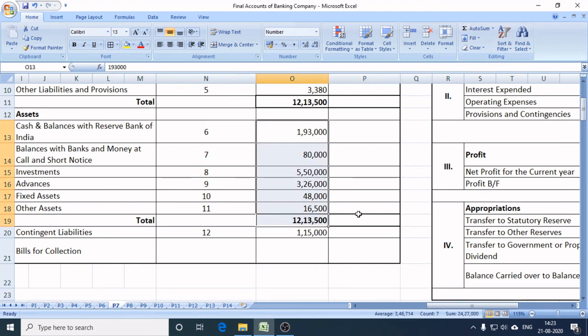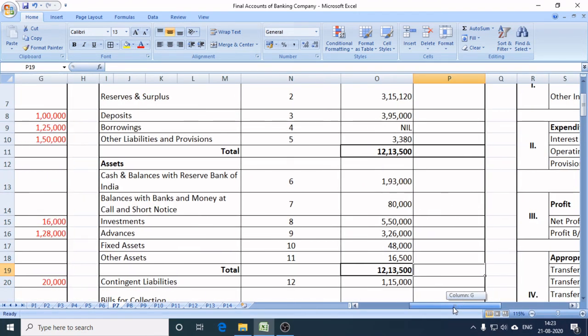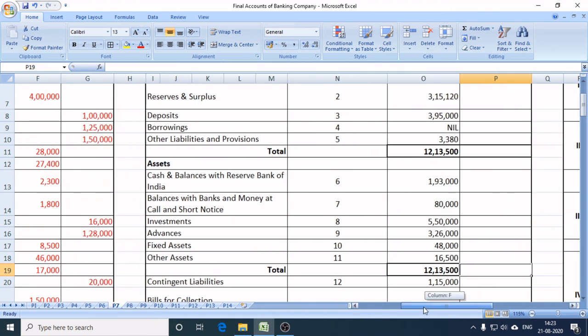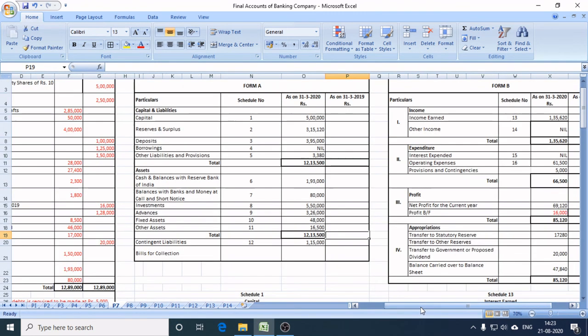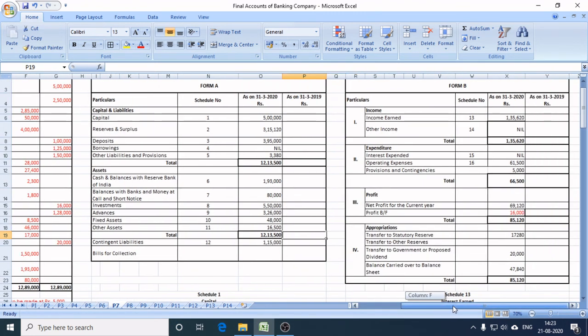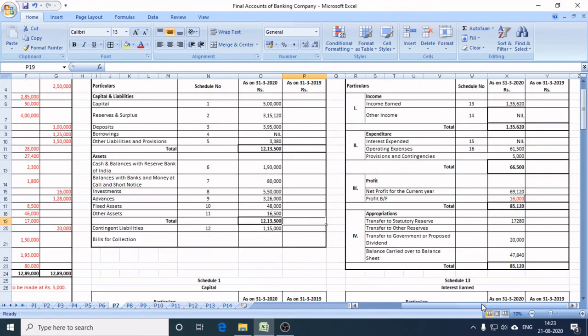Now 12,13,500. Now you can see the total of liabilities matches with the total of assets. So this problem is over. So the problem is solved.